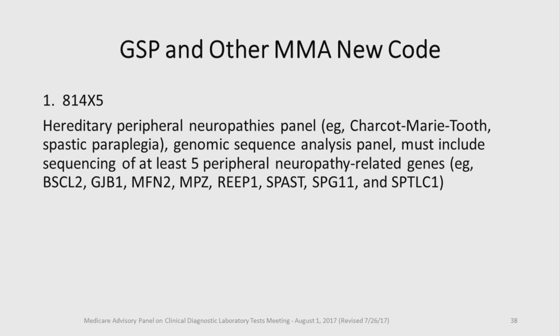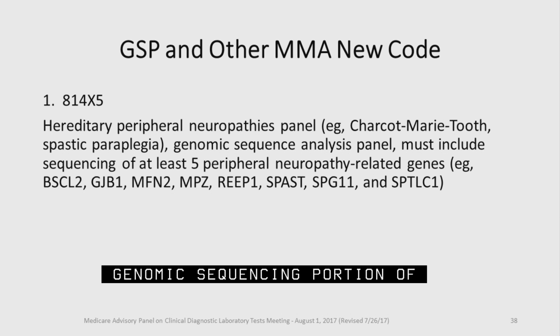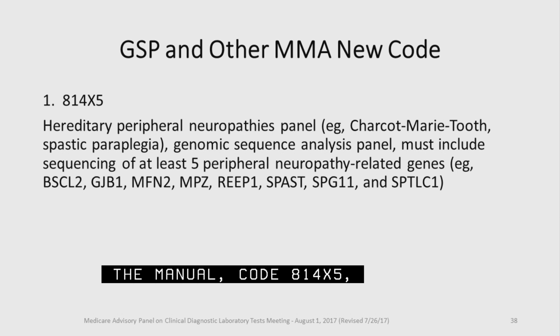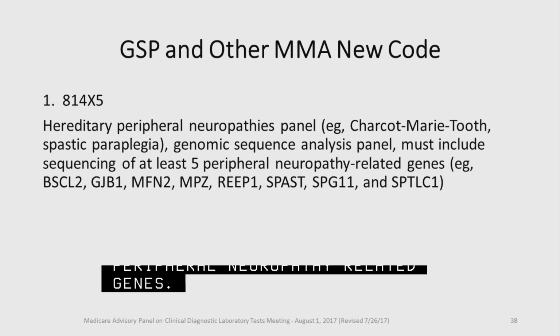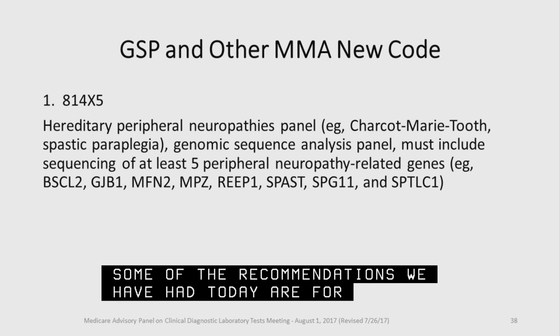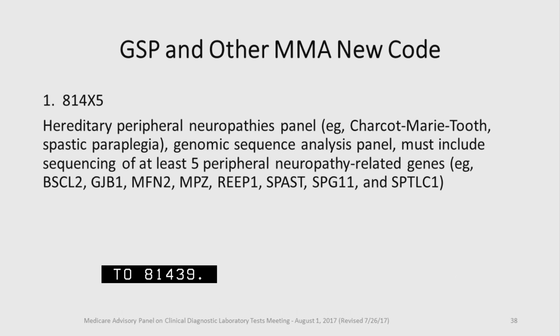So the next code is from the genomic sequencing portion of the AMA CPT manual. The code is 814X5, Hereditary Peripheral Neuropathies panel. It is a genomic sequence analysis panel, and it has to include at least 5 peripheral neuropathy-related genes. And some of the recommendations that we have had to date are for crosswalk 81439. Does the panel have any questions for the presenter?